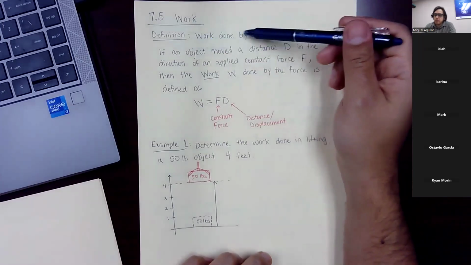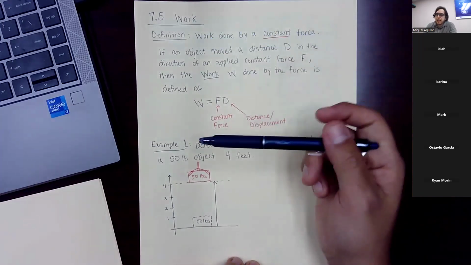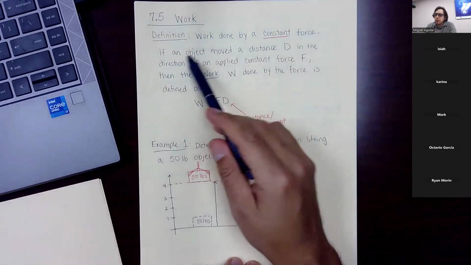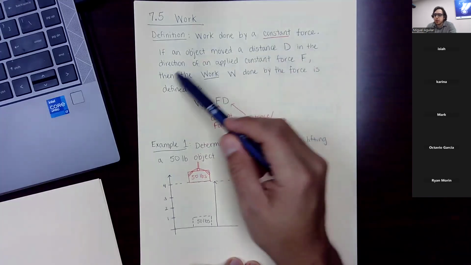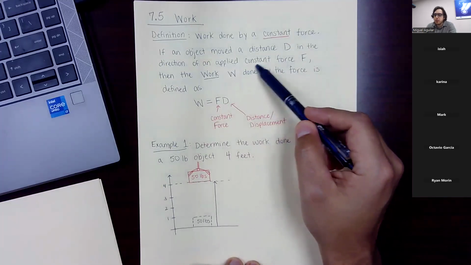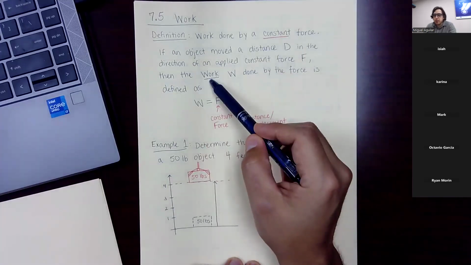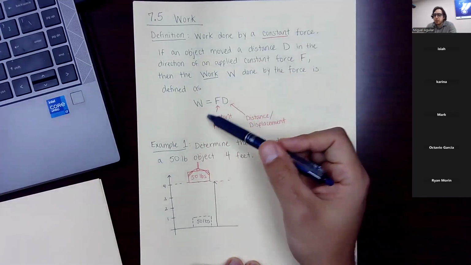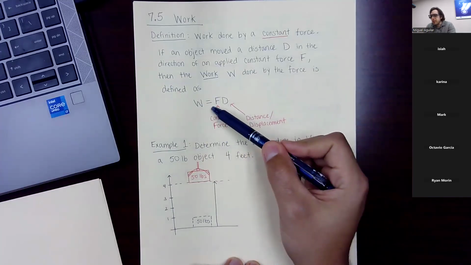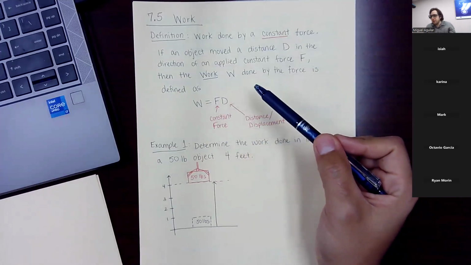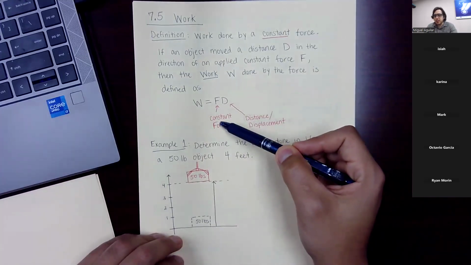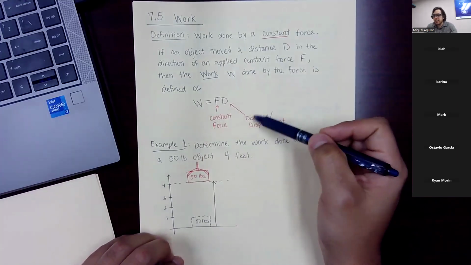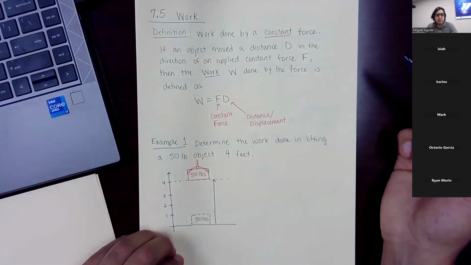If we're talking about work done by a constant force, then if an object is moved a distance d in the direction of some applied constant force F, the work can be calculated by using this formula: W is equal to F times D, right? Where F is that constant force and D is distance, or sometimes it's called displacement.